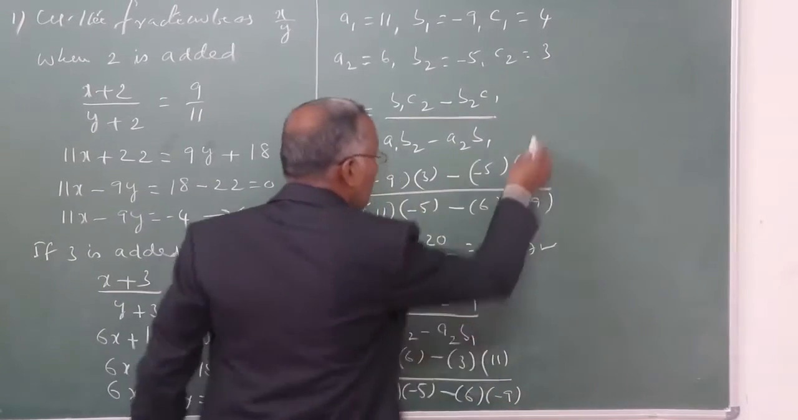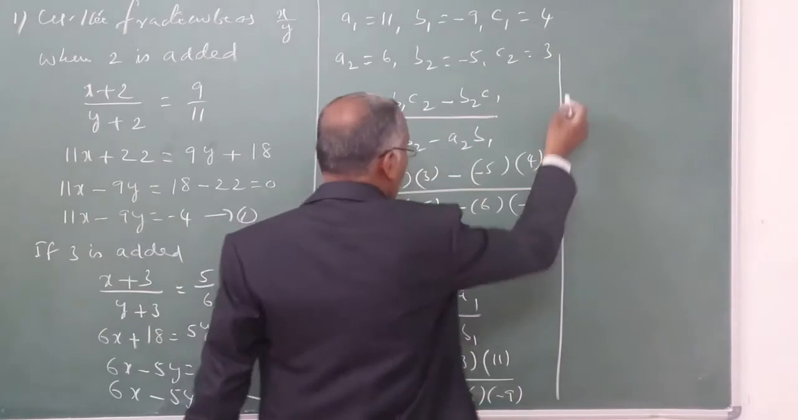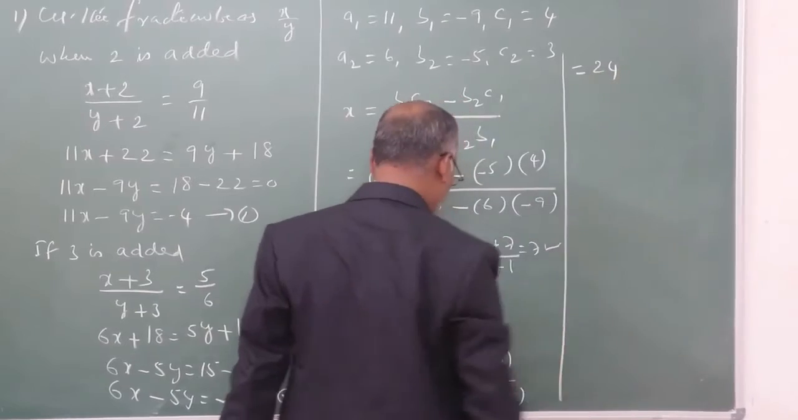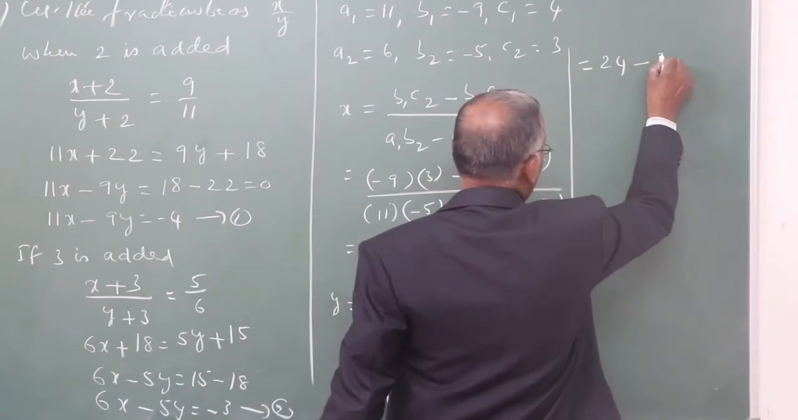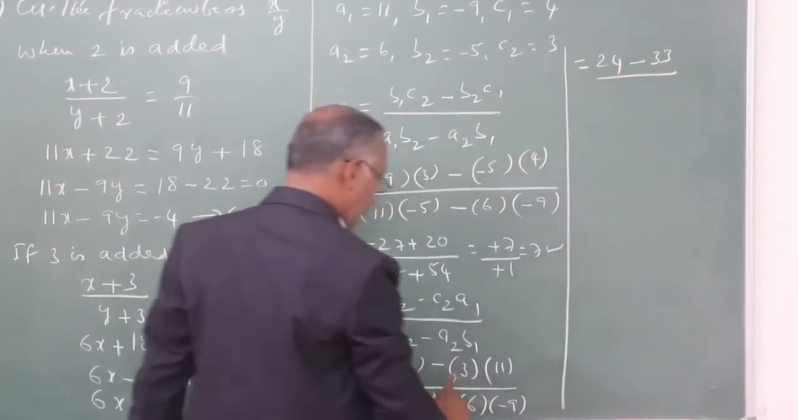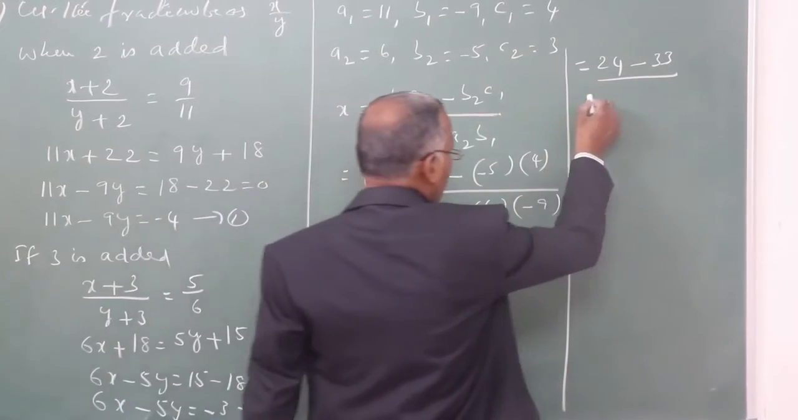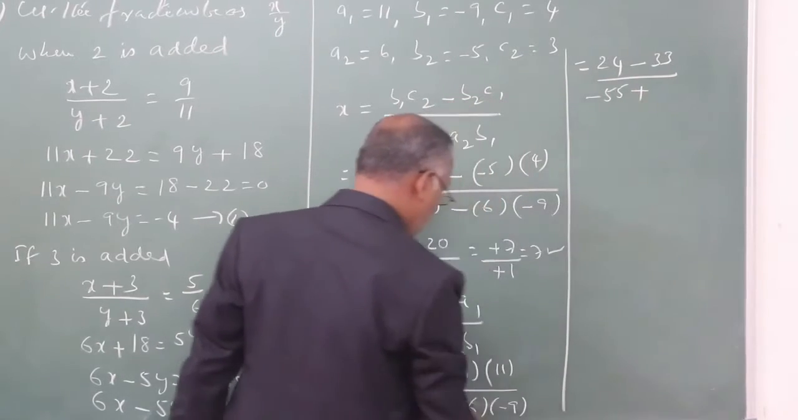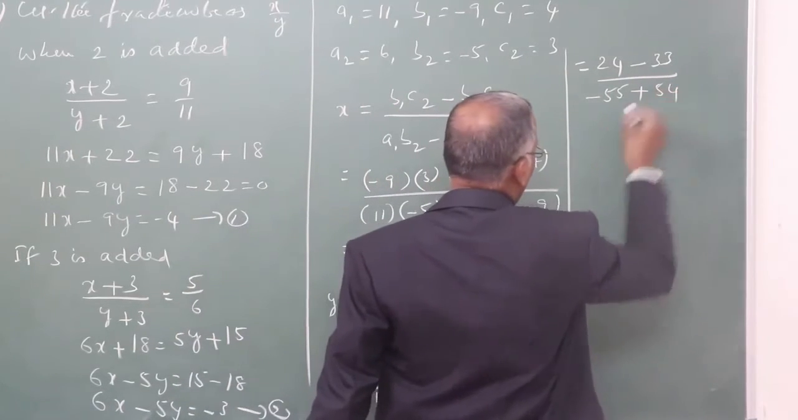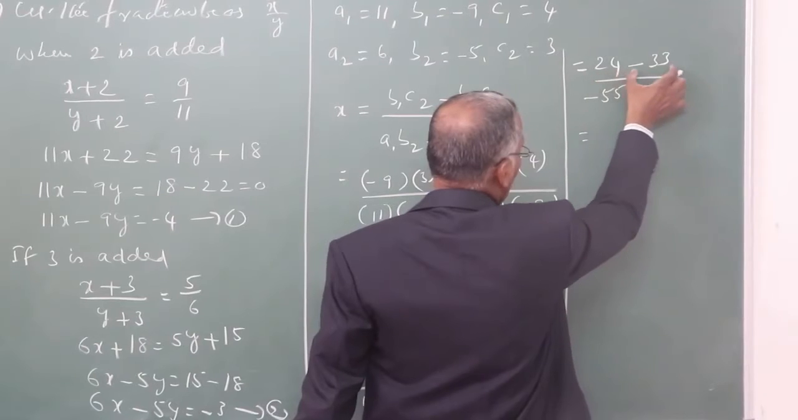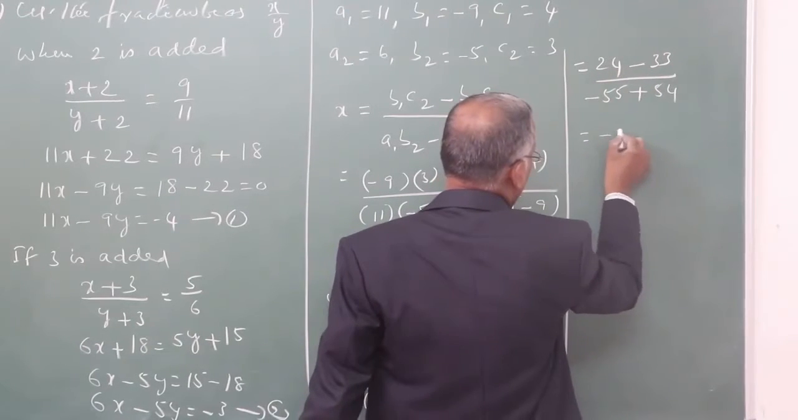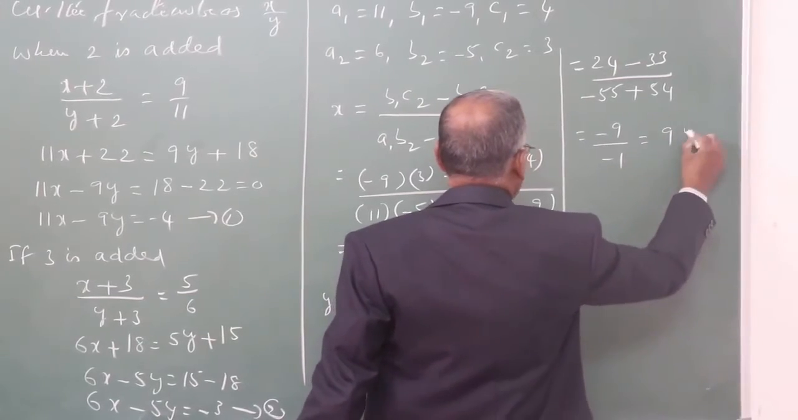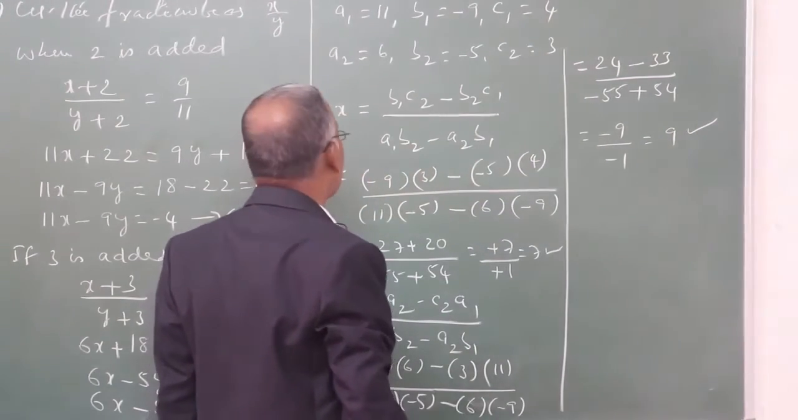Let us simplify this now. 4 6s are 24 minus 11 3s are 33. 11 into minus 5 is minus 55. Minus into minus is plus, 9 6s are 54. Now 24 minus 33 is minus 9 by minus 1, which equals 9. So y equals 9, x equals 7.